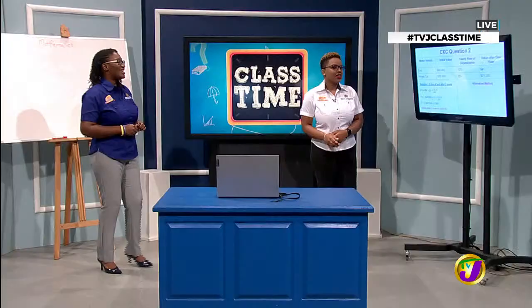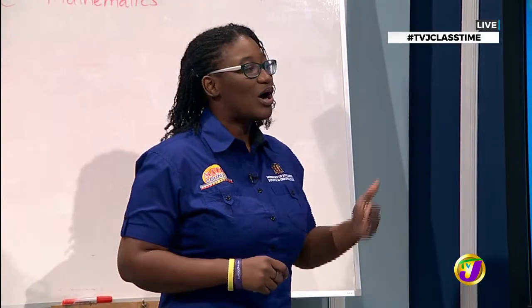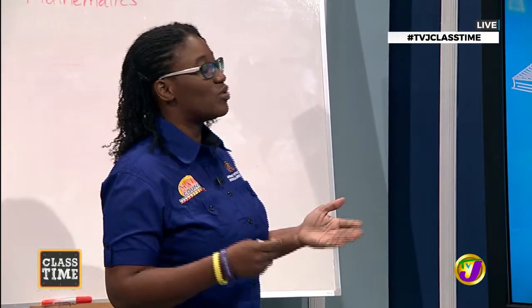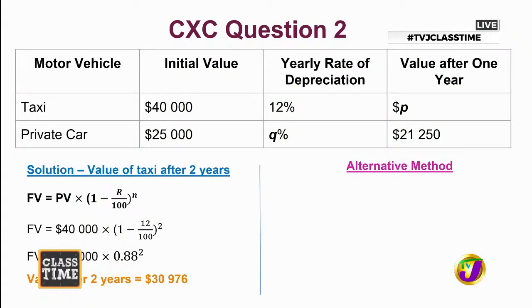Hello, we're back. And of course, as promised, we're going to be giving you the alternative to that question we did just before the break, and a recap of today's lesson. So, Latoya, just before the break, we looked at how to calculate the value of the taxi after 2 years. We would have used the formula and noticed that our N now had a value of 2.